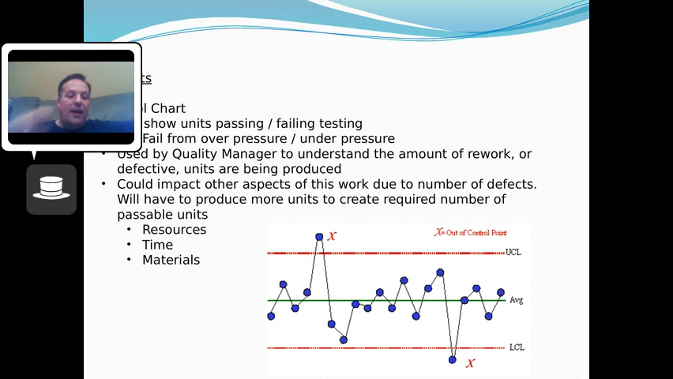In a number of manners, we would have to produce more units to create the required number of passable units, taking up more resources, time, and materials. Let's say, just for simple numbers, we had to produce 100 compressors in a day, but we had a 5% failure rate, so 5 of those compressors are going to fail. But if I need to produce 100 a day, I'm going to actually have to produce 105 because I know I'm going to make 5 bad ones. So that's going to take more people, more material, more everything. Bring it all in, and you're going to have to produce more just to produce enough passable.